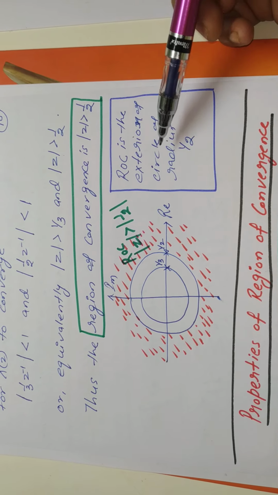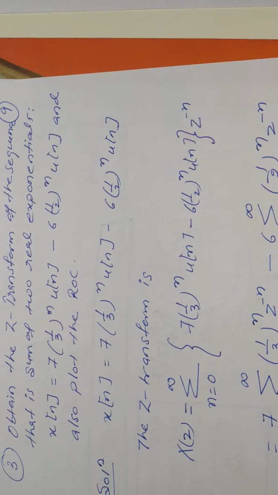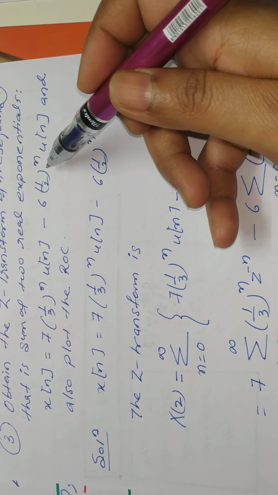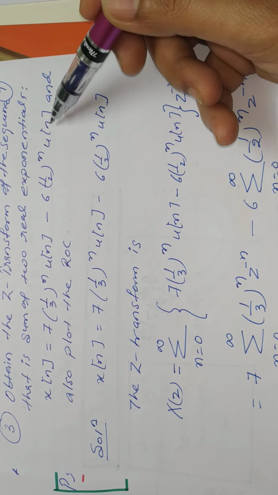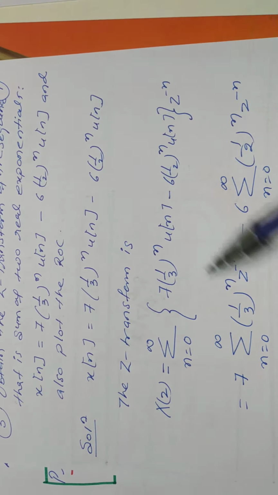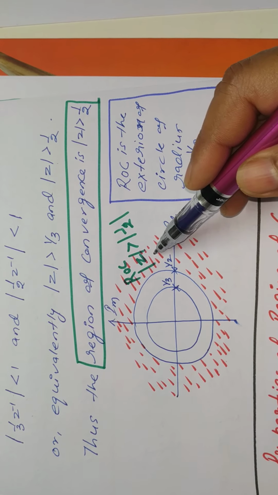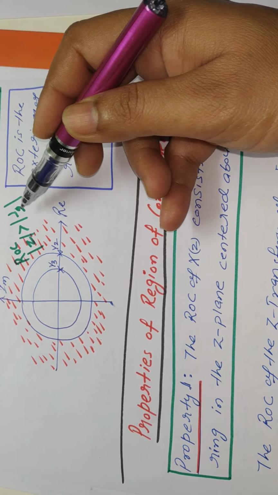Hence we have got the ROC if we are given a sequence of this form. That is, when we have a sequence with two parts, the first part has u[n] in it and the second part also has u[n] in it, we will get a ROC with two parts, but we take the region which is common to both parts. So here the ROC is mod of z greater than 1/2.